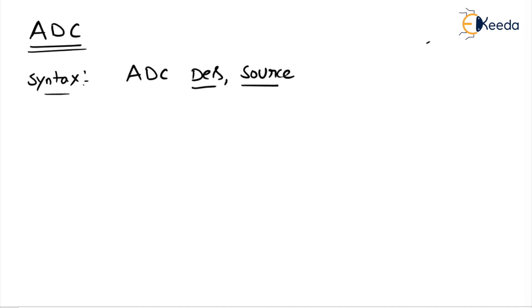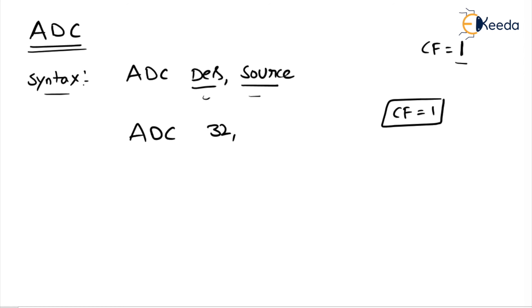Initially, if the carry flag is 0, no problem. If initially the carry flag is 1, then it adds destination with source and this carry flag also. Let us consider one simple example. Suppose initially the carry flag is set to 1 in the program. Then ADC AL, 32. That means it adds AL plus 32 plus the carry flag, which is 1. The result will again be stored in the AL.